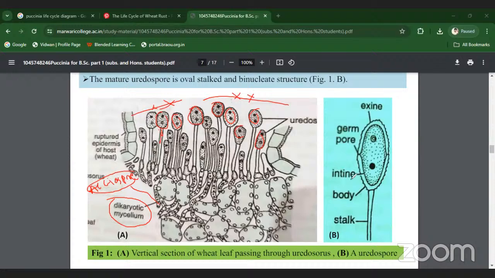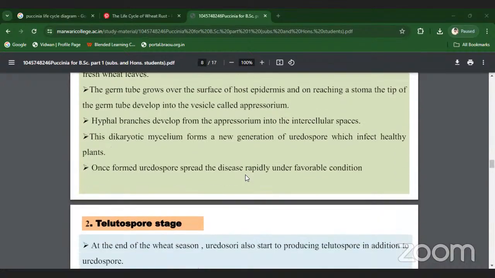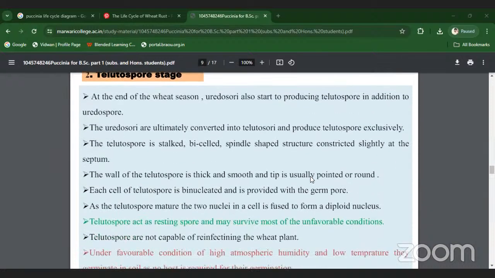Now they detach from the wheat and again infect another wheat. This is called the repeated stage, which means it is repeatedly formed. Once formed, the urediospores spread the disease rapidly under favorable conditions. Now the telial stage.